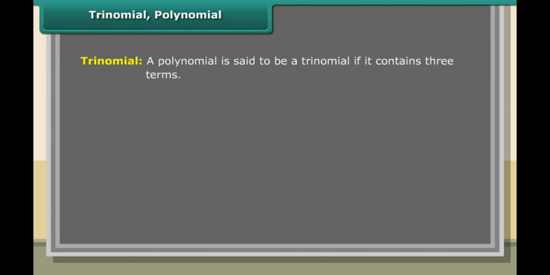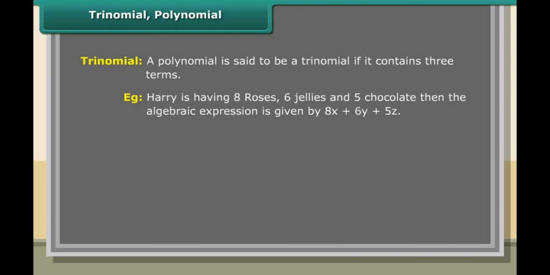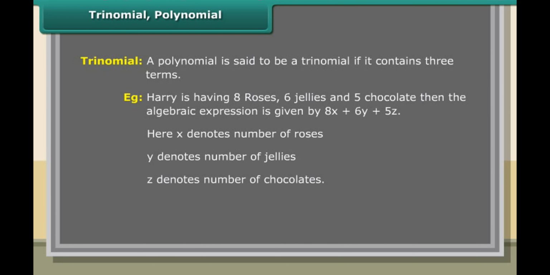Trinomial. A polynomial is said to be a trinomial if it contains 3 terms. For example, Harry is having 8 roses, 6 jellies, and 5 chocolates, then the algebraic expression is given by 8x plus 6y plus 5z. Here x denotes the number of roses, y denotes the number of jellies, z denotes the number of chocolates. 8x plus 6y plus 5z is a trinomial which contains 3 terms.